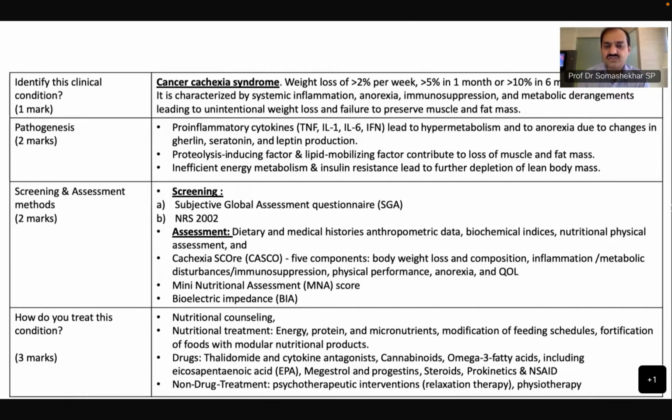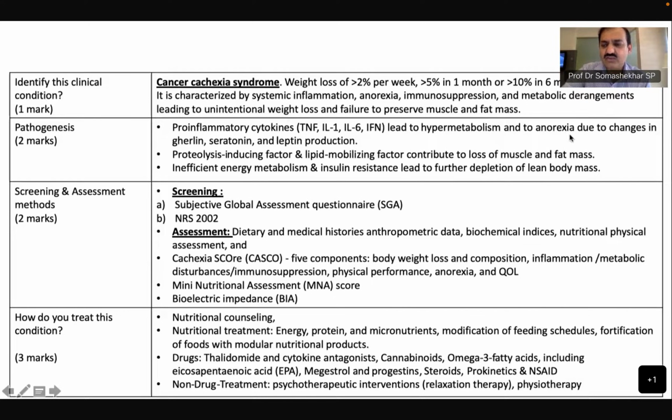What is the pathogenesis? Tumor necrosis factor, interleukin 1, interleukin 6, interferon. It leads to hypermetabolism, something like what you have in hyperthyroidism, and to anorexia due to changes in the ghrelin, serotonin, leptin. Proteolysis-inducing factor and lipid mobilization factor contribute to loss of muscle and fat mass. Inefficient energy metabolism, insulin resistance leads to depletion. So this is the pathogenesis.